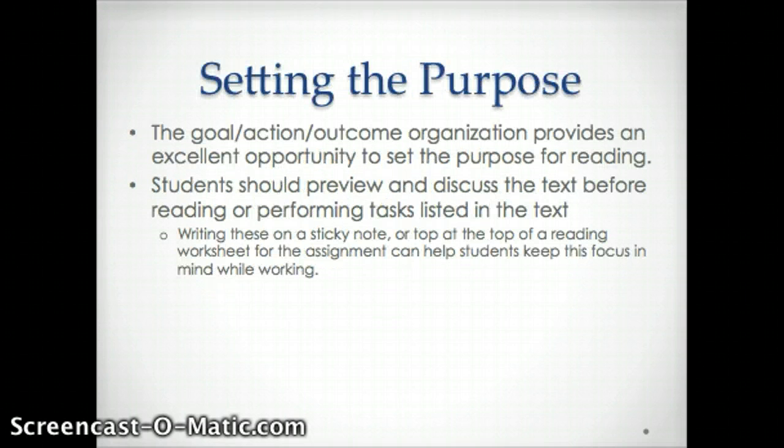Setting the purpose. The goal, action, outcome organization provides an excellent opportunity to set the purpose for reading. Students should preview and discuss the text before reading or performing tasks listed in the text. Writing these on a sticky note or the top of a reading worksheet for the assignment can help students keep this focus in mind while working. So basically, just have the purpose posted so students can keep it in mind.